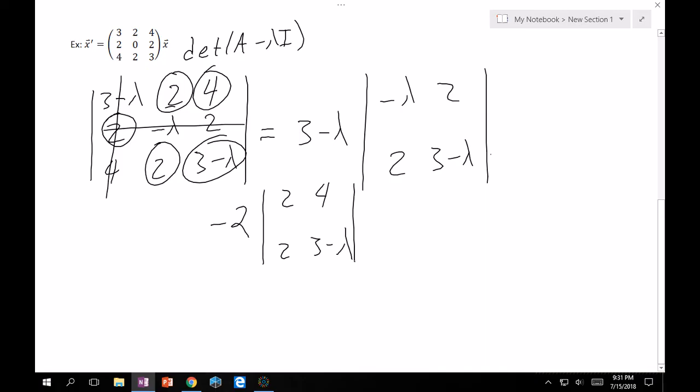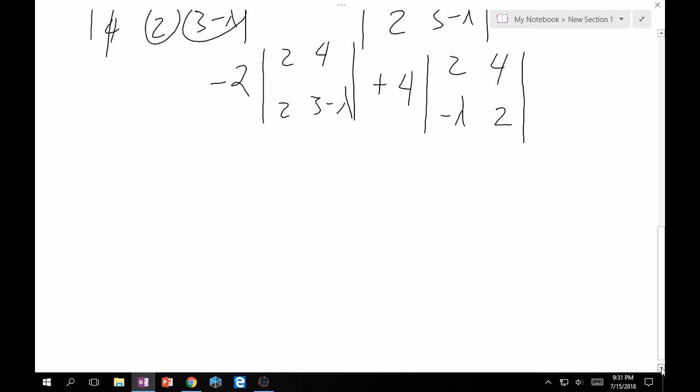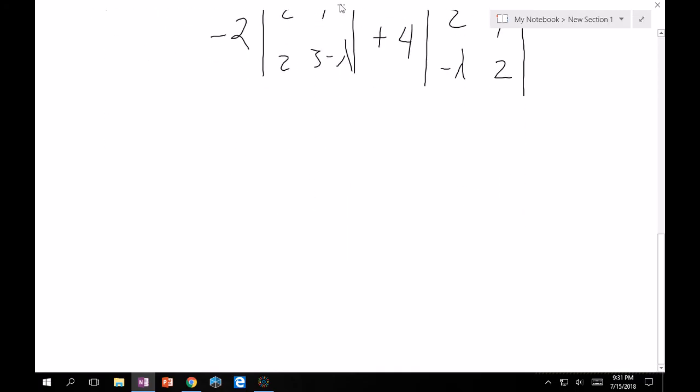And then you deal with the 4. The 4 is just going to be positive. And then it's going to be 2, 4, minus lambda 2. Great. And so now you have to deal with 3 determinants, so it can get a little heavy computation-wise, but that shouldn't deter you from solving these.